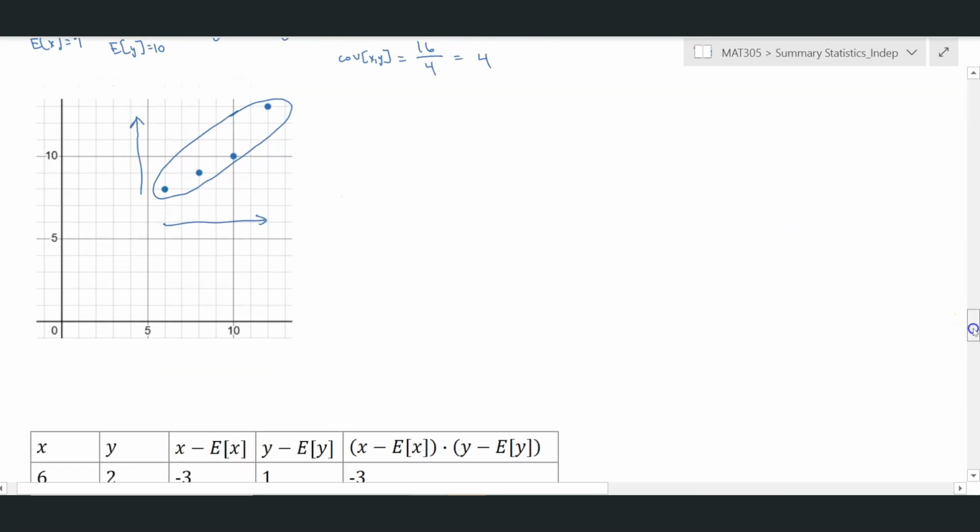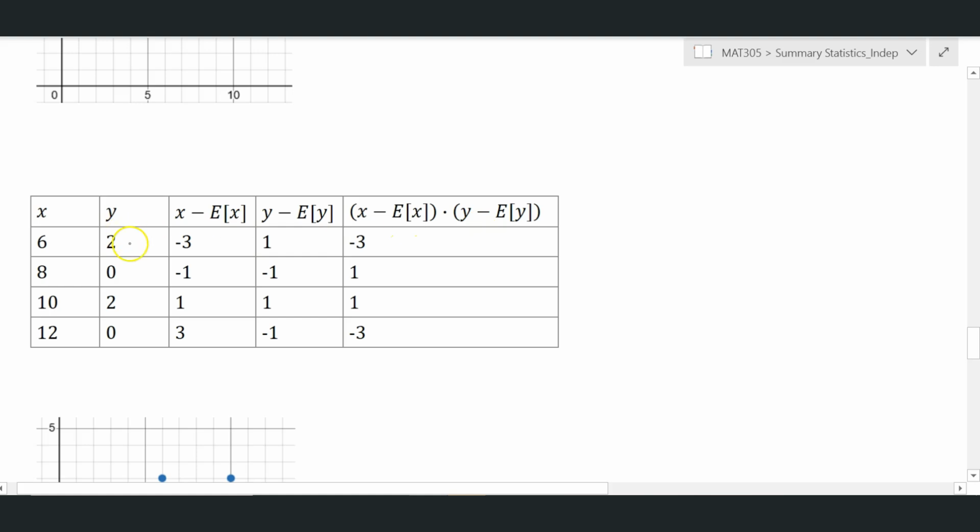As a contrast, let's say that I change those values up, and now notice that as age goes up, the number of hours outside doesn't.